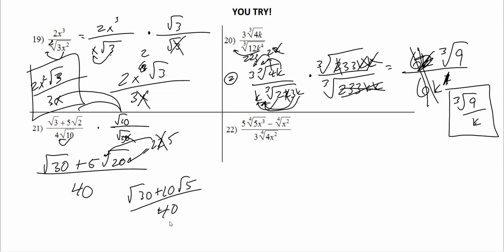Now, some of you are like, well, I can divide those. Well, yeah, I can if there was a number in front of that 30 that was divisible by 2 or 5 or 10 or 4 or something like that. Okay? So I can't do that because that's just a 1. So that is my final answer.